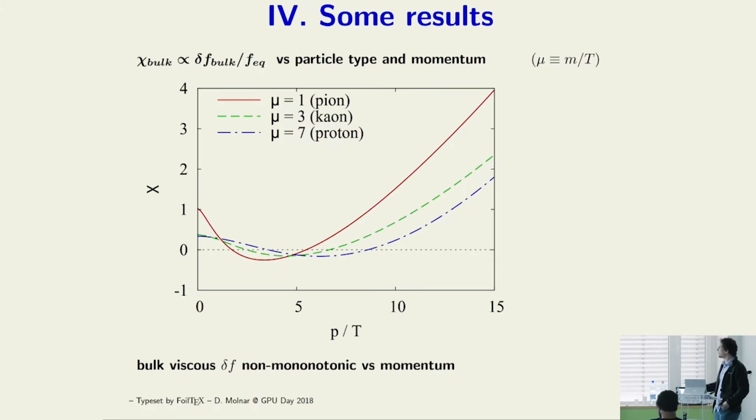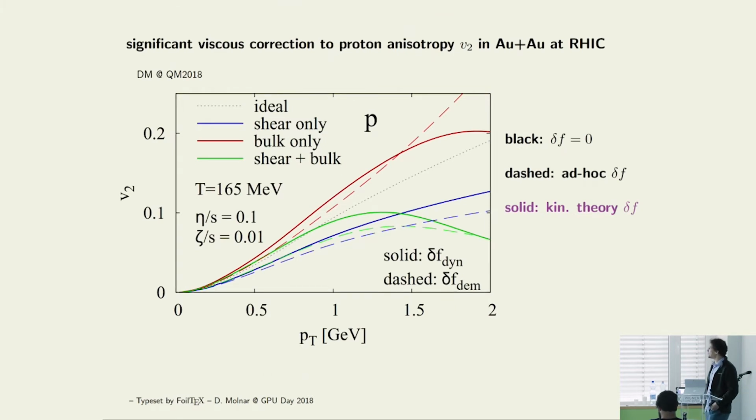together. But the main point, it's not a simple function. It's hard to parameterize it easily. It's not monotonic. In this matter, sometimes positive, sometimes negative, so there will be cancellations, and so on. If you put it in the calculation, this is this anisotropy parameter as a function of momentum. You get this kind of typical rising shape.